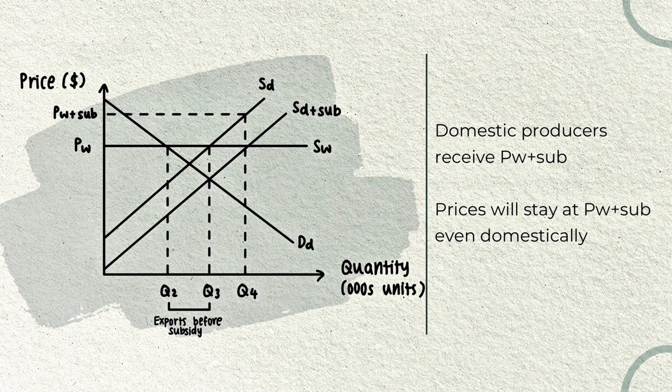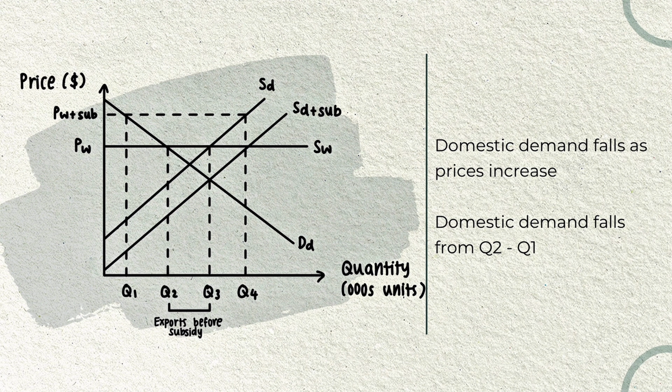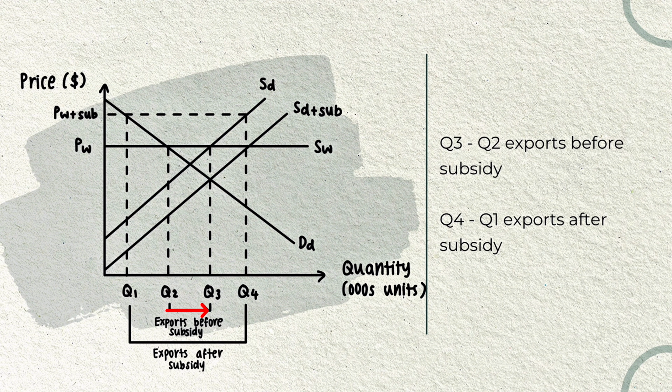And as a result of this, domestic demand falls as price increases, and domestic demand goes from Q2 to Q1. And as you can see in this diagram, the exports before subsidy is Q3 to Q2, and the exports after the subsidy is Q4 to Q1.